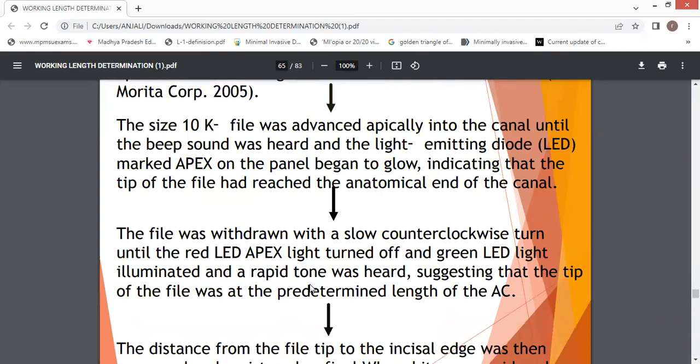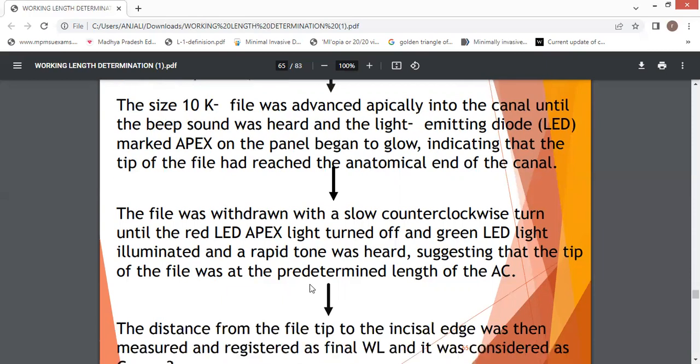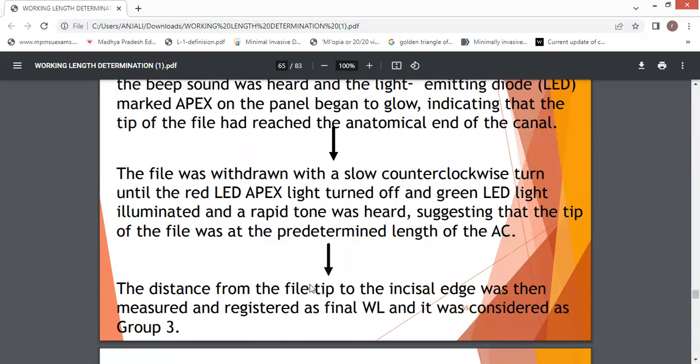The file was withdrawn with a slow counterclockwise turn until the red LED apex light turned off and the green LED light illuminated and a rapid tone was heard, suggesting that the tip of the file was at the predetermined length of the AC. The distance from the file tip to the incisal edge was then measured and registered as final working length, and it was considered as group 3.